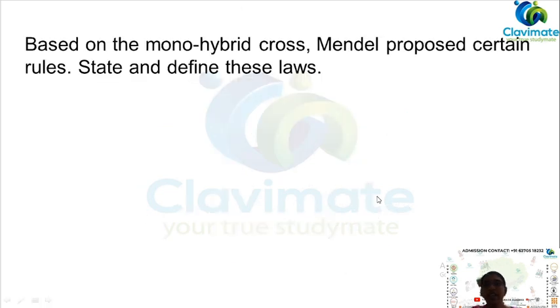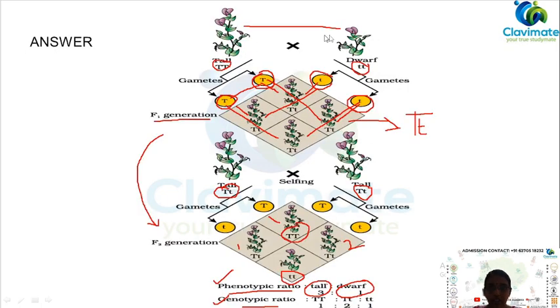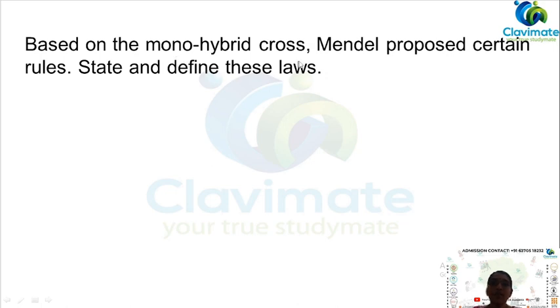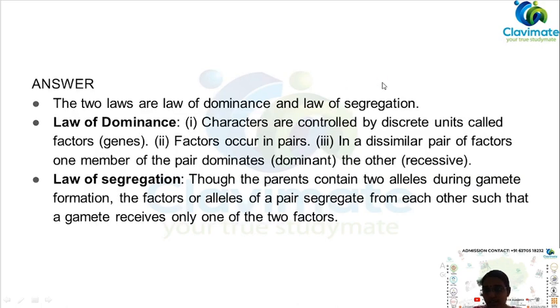So the next one is based on the monohybrid cross that we saw earlier. Based on the monohybrid cross, Mendel proposed certain rules. So we have to state and define these laws. So what are these laws? The two laws are the law of dominance and the law of segregation.